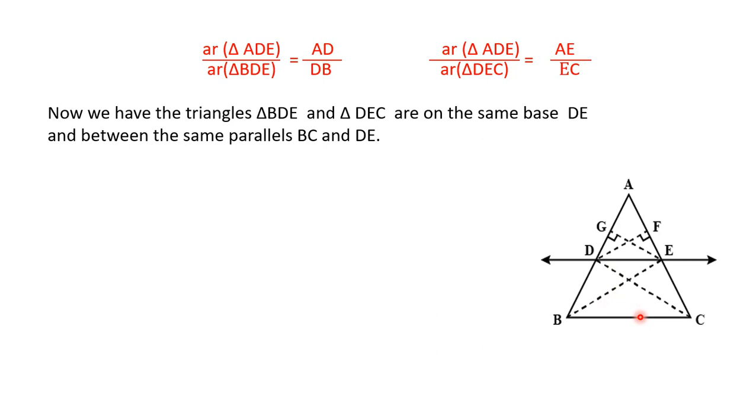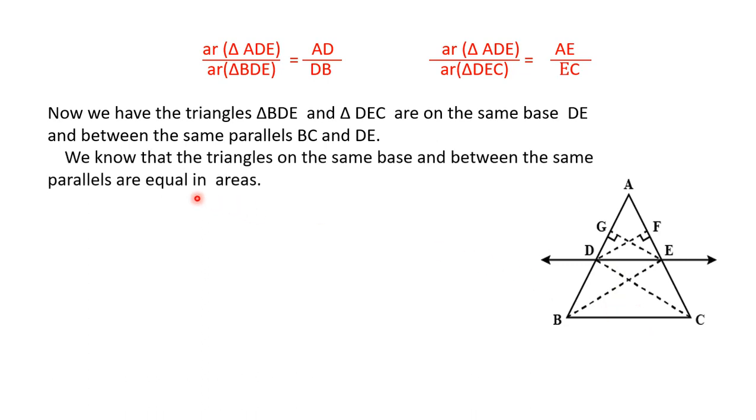So in the earlier class we have, if two triangles are on the same base and between the same parallels, then they are equal in areas. So we have area of triangle BDE is equal to area of triangle DEC. Now by the third equation we can write the first and second equation. In the place of DEC we can write BDE.